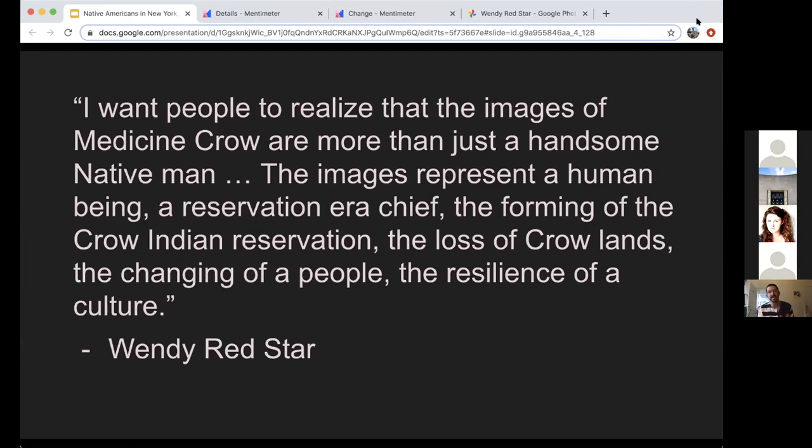So she's really thinking about ways to take these photos and bring all of this context, all of this information, all of these voices to the forefront, right?